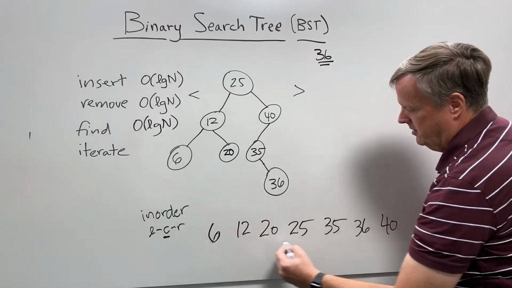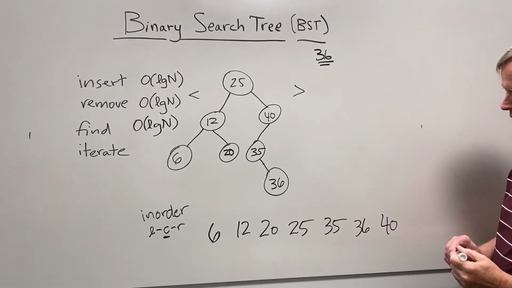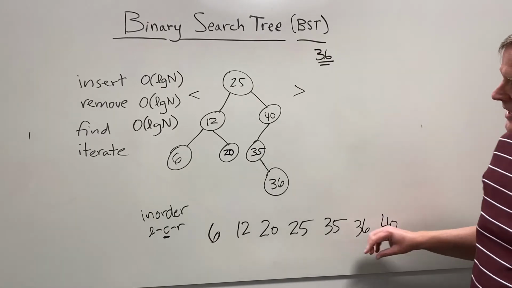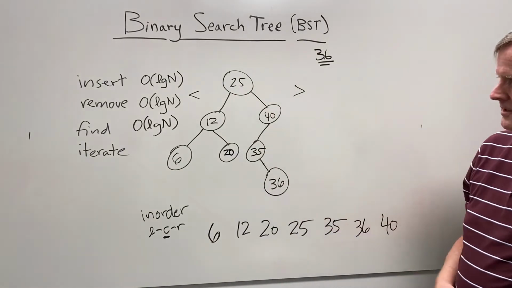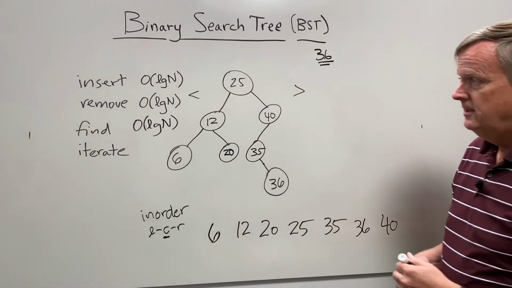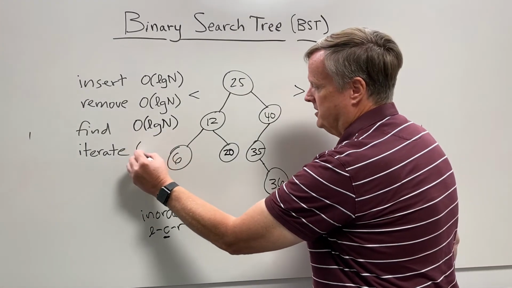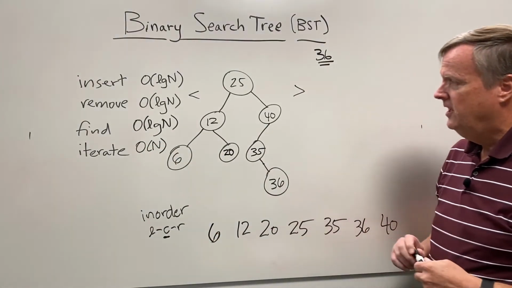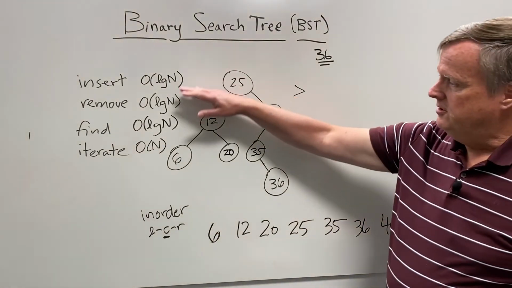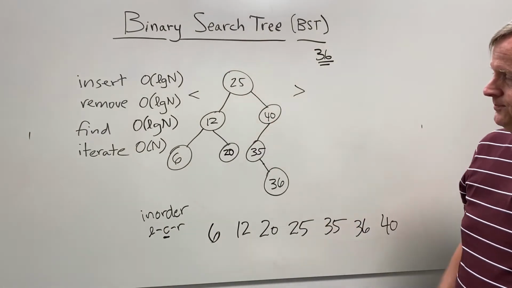I visited all of the nodes now in order, and that's why it's called in order. Now I've visited every single one of the nodes, so this then is a linear algorithm since I had to visit every node once. So that's that one. So those are the main operations that you would do on a binary search tree.